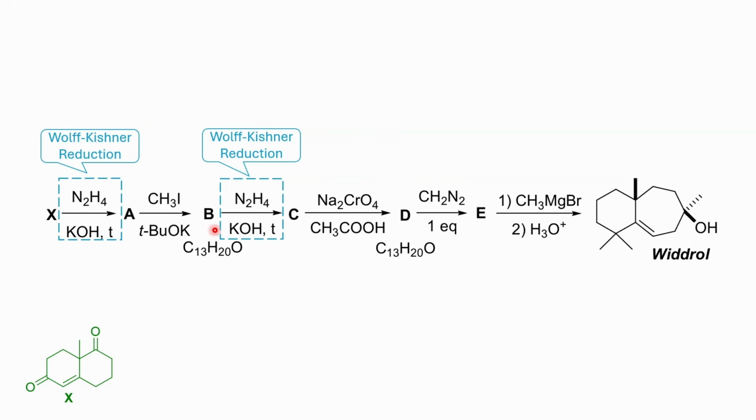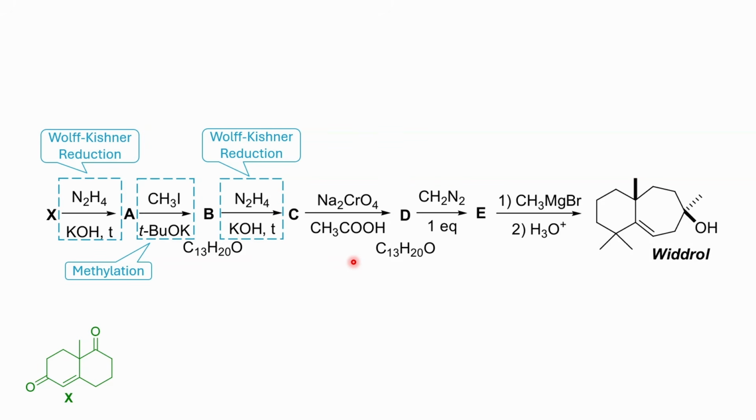And here, as you can see, there's potassium tert-butoxide, which almost exclusively functions as a base. So it generates a negatively charged nucleophile, right? And then we have methyl iodide, which functions as an electrophile. So there's a methylation expected here.